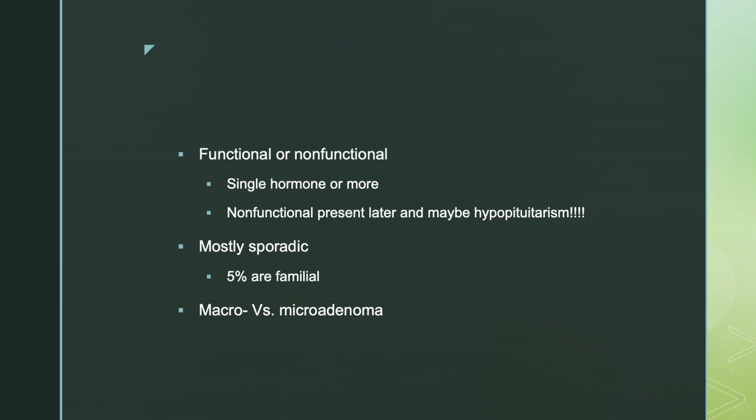The pituitary adenomas could be functional or non-functional. They could secrete a single hormone or more, and as we mentioned, the most common combination is growth hormone and prolactin. The non-functional present later because they do not secrete hormones, so they are allowed enough time to be big enough. And this mass effect could actually affect the other healthy cells of the pituitary gland, resulting in hypopituitarism. Most of these cases are sporadic, only 5% are familial. And grossly, the adenomas can be divided into macro and microadenomas depending on the size.